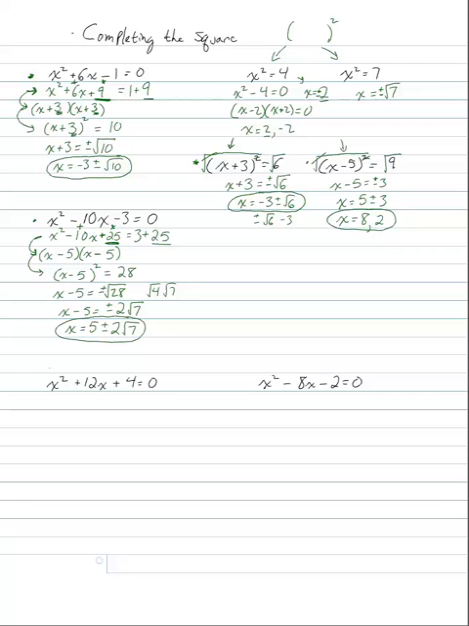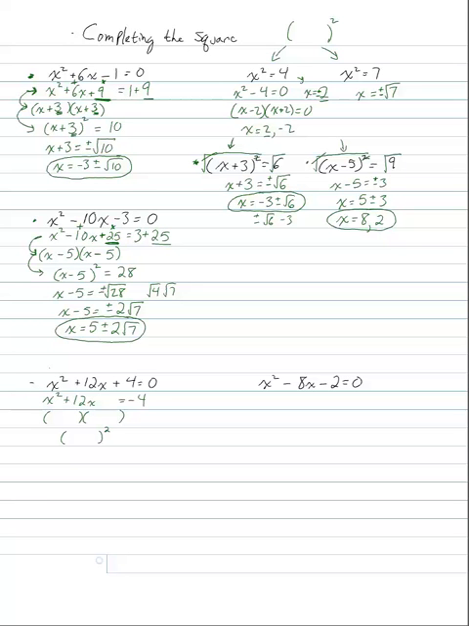Say I have x squared plus 12x plus 4. Again, I want to solve it by completing the square. That means I want to rewrite it so I have on the left side the exact same binomial, so I can write it as that binomial squared. So first thing I'm going to do is move my plus 4 over. So x squared plus 12x equals minus 4.